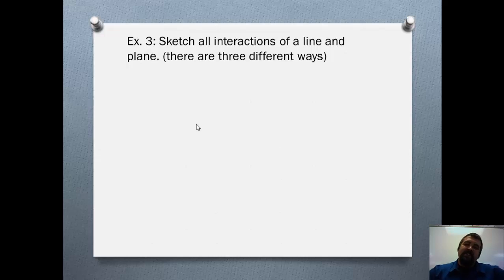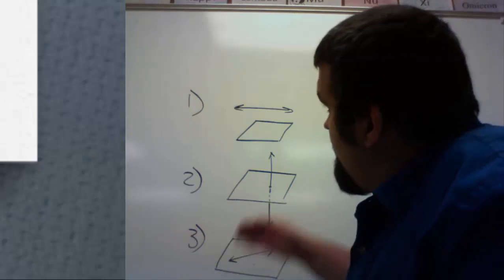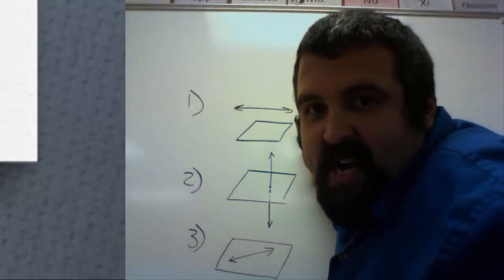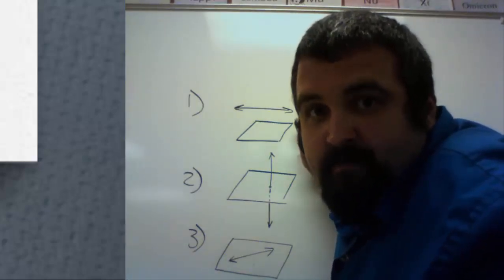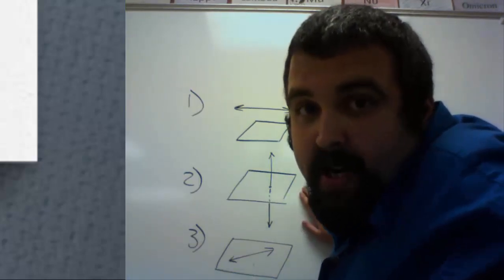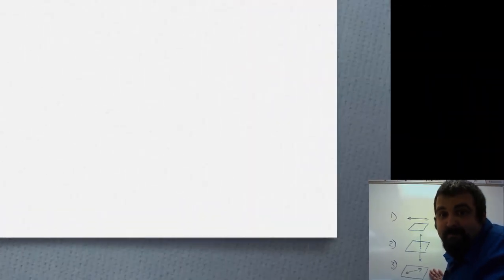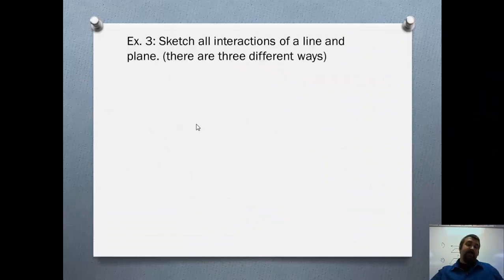Example 2. Sketch all intersections of a line and a plane. Yes, I realize I labeled it wrong. Not going back and changing it. It's example 2. There are 3 different ways. Take your best guess. If those are the 3 you said, good. The first case, there is actually not an intersection. They never meet. They're parallel. Second option, it crosses. Third option, it's actually inside the plane. Those are the 3 different ways for a line and a plane to intersect.